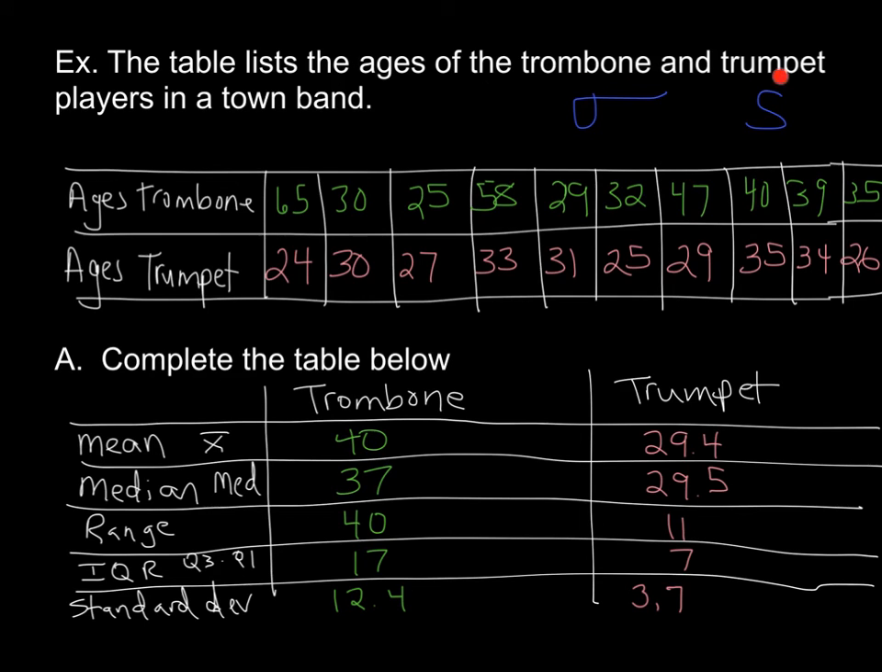Well, they told me it lists the ages of the trombone and trumpet players, so I'm going to say this is the population. The S stands for a sample standard deviation, so you'd be finding, like, if they didn't do it for all of them. We'll play back and forth with these, but I just want to make sure you understand this is for the population, this is for the sample, and why the number is just a little bit different.